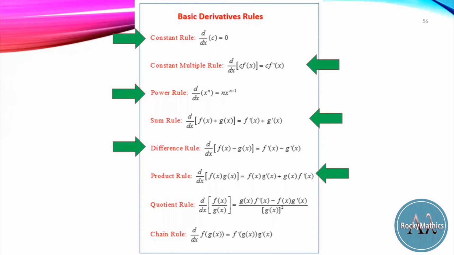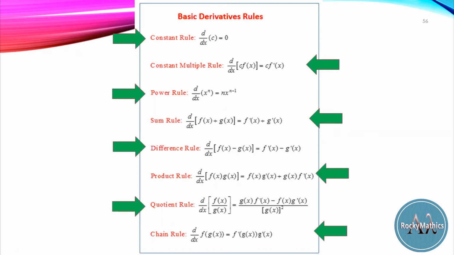Now that we have already discussed the first 6 basic derivative rules, we're ready to give an example on the quotient rule as well as on the chain rule. The chain rule will be tackled in the next video.